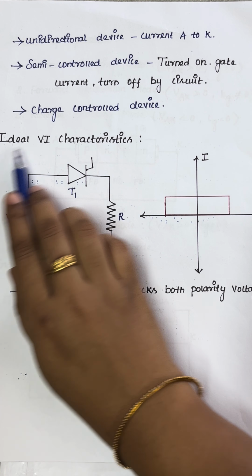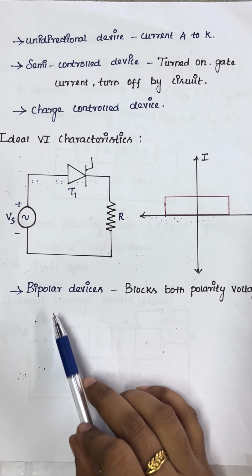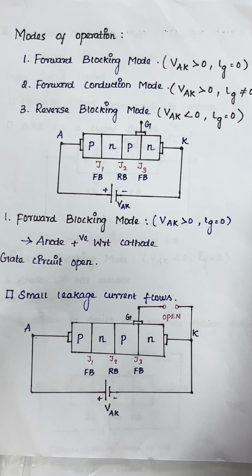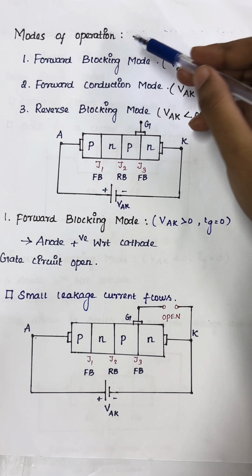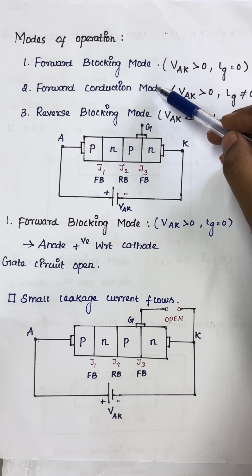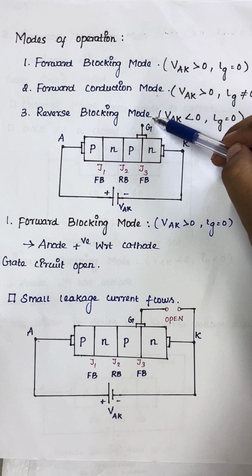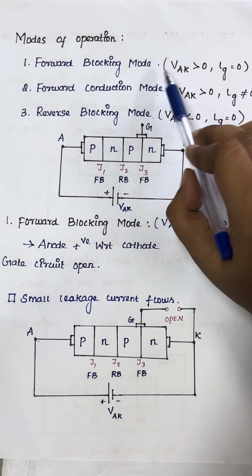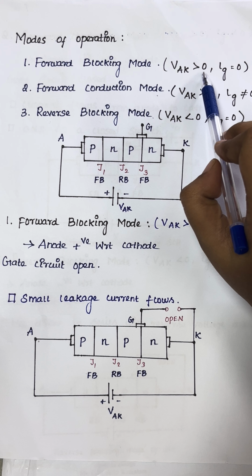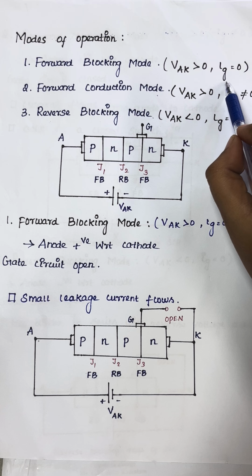So this is the ideal VI characteristic. Consider this circuit. Here it is a bipolar device that blocks both polarity voltages. Modes of operation: there are three modes. One is the forward blocking mode, another is the forward conduction mode, and another is the reverse blocking mode. In the forward blocking mode, you apply an anode cathode voltage that is greater than 0. That means the anode cathode voltage is positive and the gate current is 0.